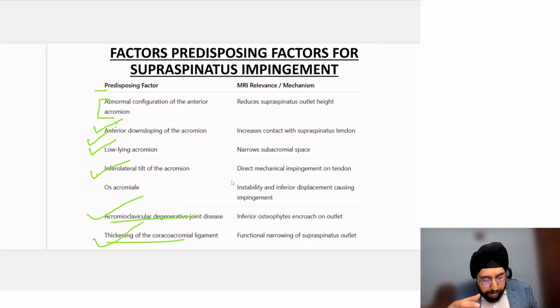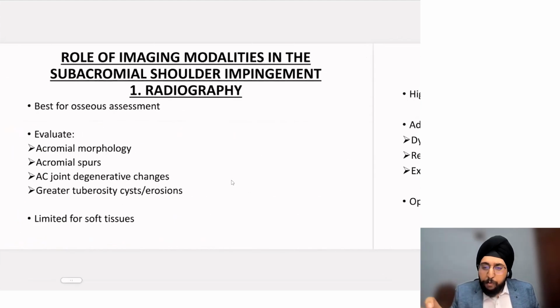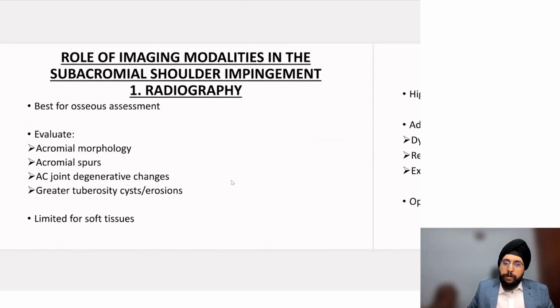So you see, these are all those structures which are basically forming the supraspinatus outlet. So any abnormality in those structures will lead to primary subacromial extra-articular shoulder impingement. Okay, so these have to be reported in the MRI reports. Okay, because most of the time the cause of the pain is actually these only.